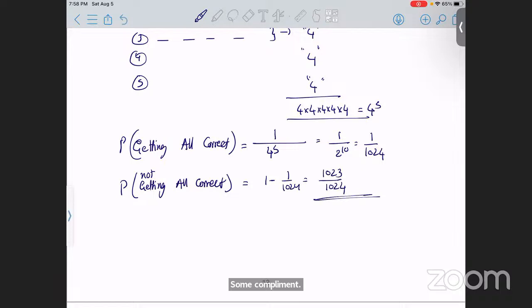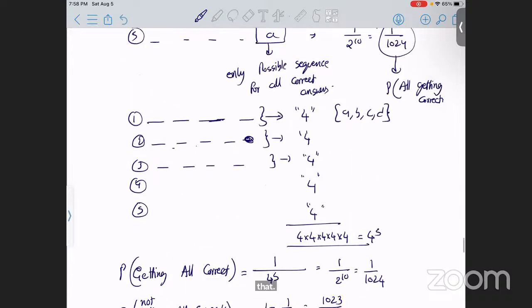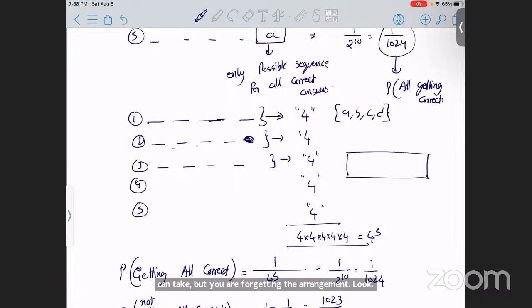Sir, in the denominator sample space, can't we take choosing 2 out of 5 plus choosing 3 out of 5, like that? Look, what happens, if you are taking 1 out of this, you can take, but you are forgetting the arrangement. Remember this. If you take selecting 4C1, you are telling 4C1, 4C1, 4C1, 4C1, 4C1. Are you telling like this?